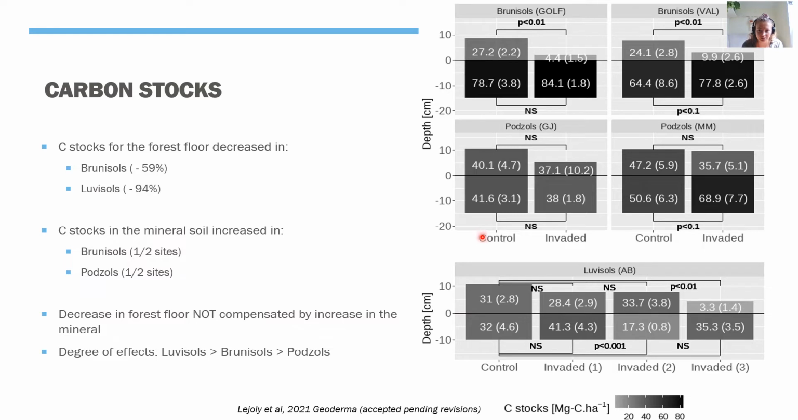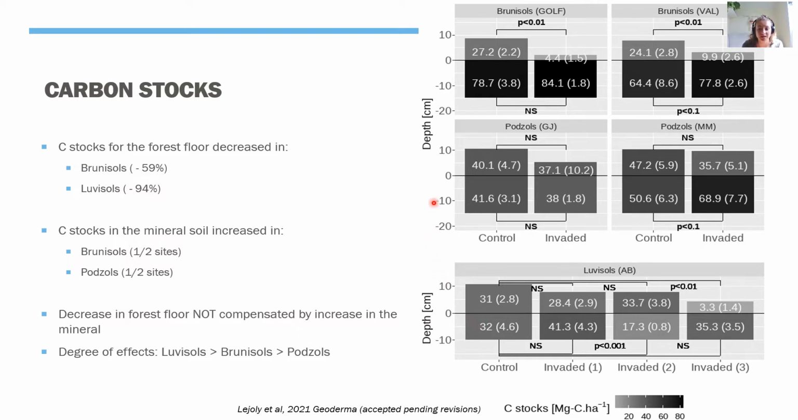On the left, it's control. On the right, it's invaded. The darker the color, the more carbon there is. And significant differences between invaded and non-invaded are displayed with the p-value, or ns when not significant. So what is clear here is that there is a huge loss of forest floor in brunisols, 59%, and even more so in luvisols with 94%.